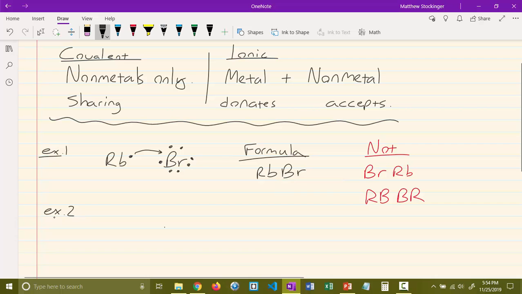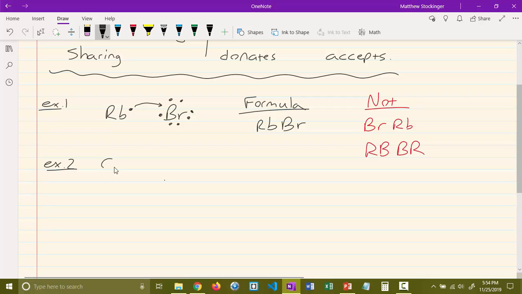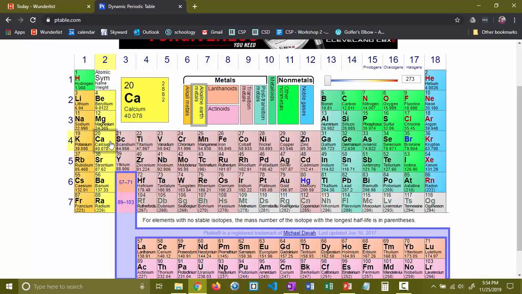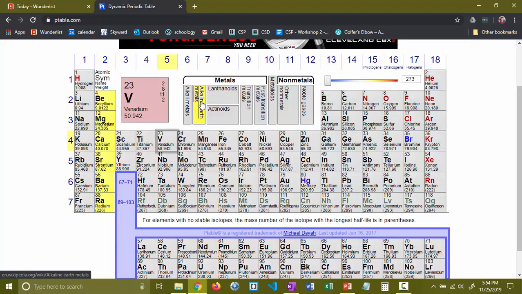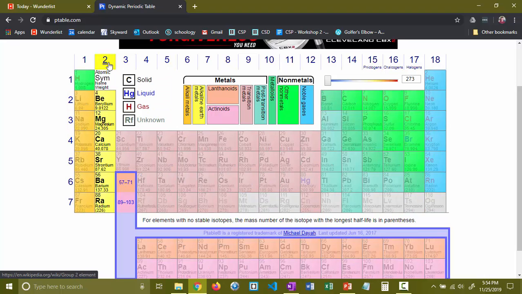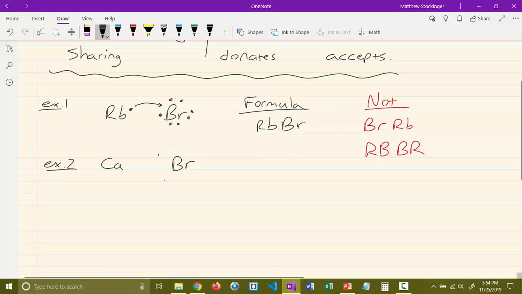Example 2. Let's have some more fun. What if now I have calcium instead, and I'll stick with bromine. Now let's take a look. Calcium, again, we have to check, is it two nonmetals or is it a metal plus a nonmetal? Well, calcium is a metal. It's an alkaline earth metal. That's in group 2, so calcium's going to have 2 dots. 1, 2, and bromine still has 7. I'm going to start to use some color here to make it more obvious when I'm writing my answer.